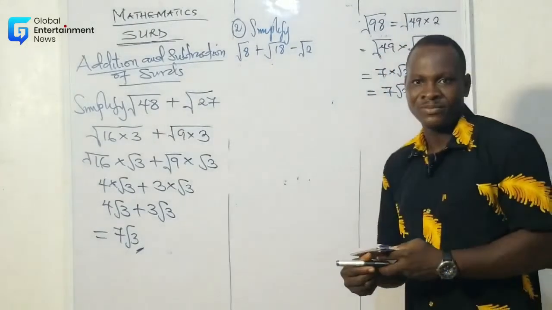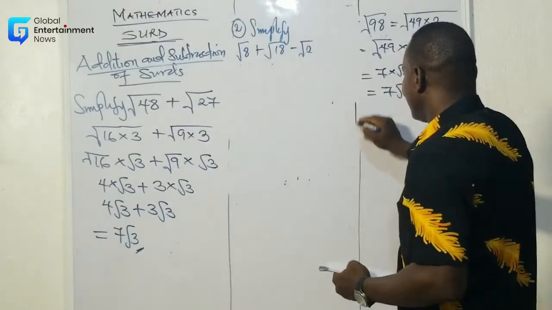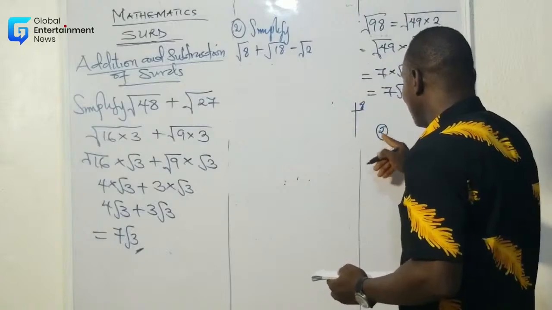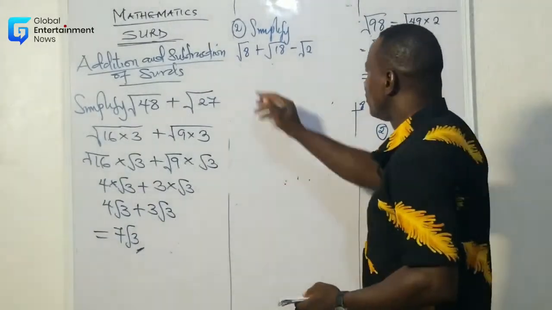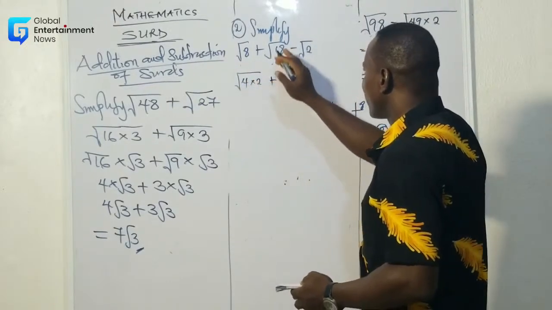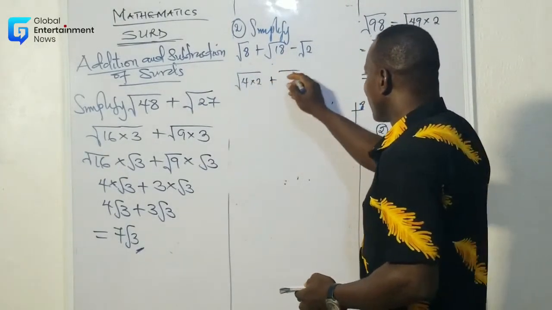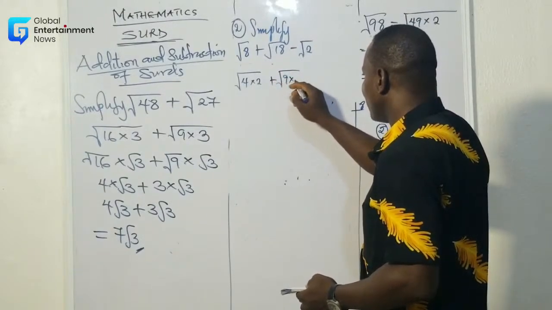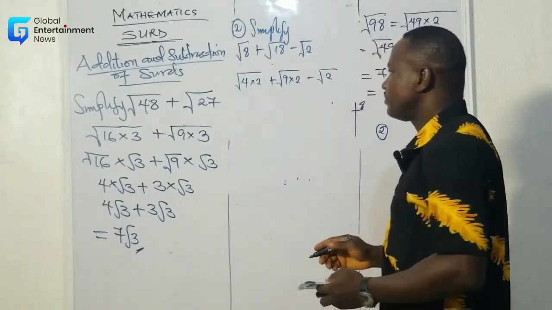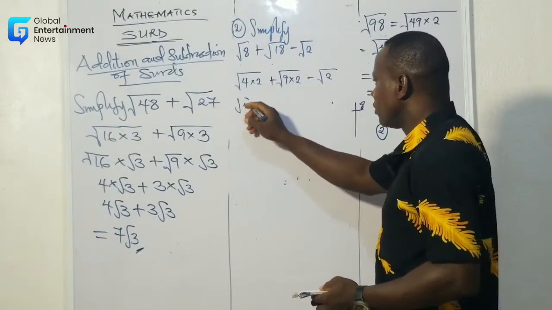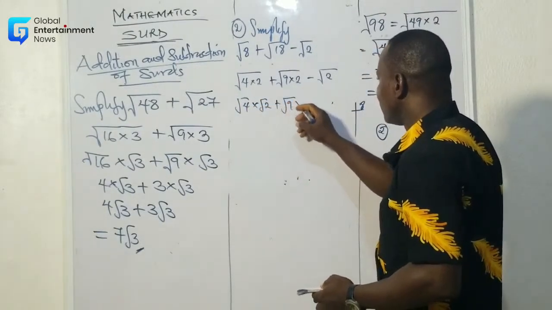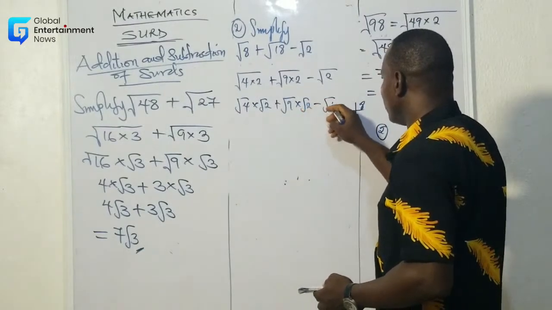Now let's break this one down. Okay, now we have 8. If you break 8 down, it's going to give you 4 times 2. You're going to see that the last number cannot be broken again. So root 8 is going to give me root 4 times 2. Then plus, if you break 18 down, you will get the multiple 9 times 2. Then minus root 2. Okay. Now this is the same thing as root 4 times root 2 plus root 9 times root 2 minus root 2.